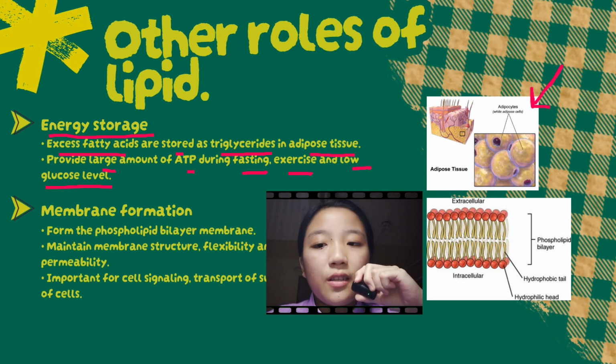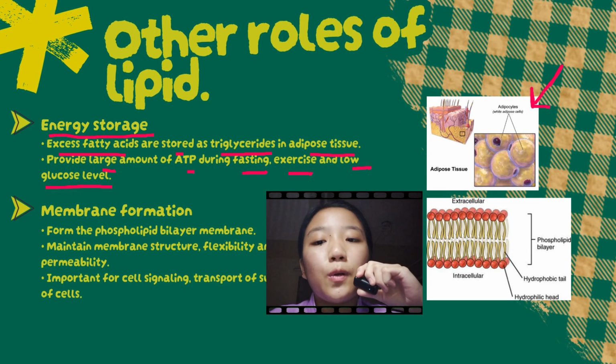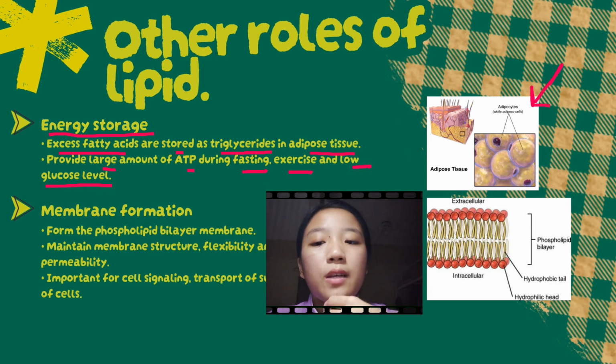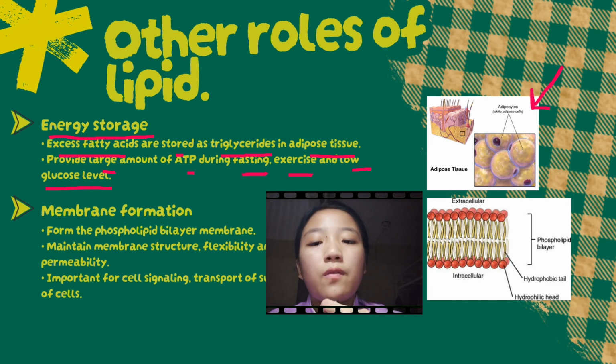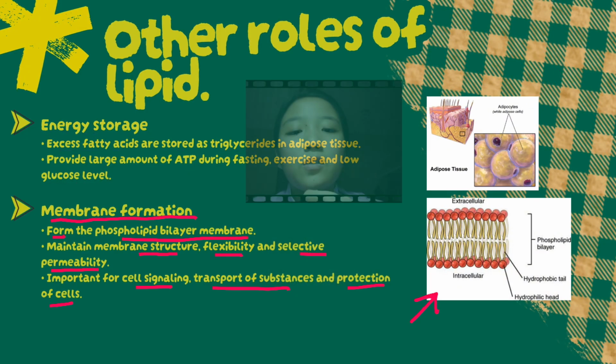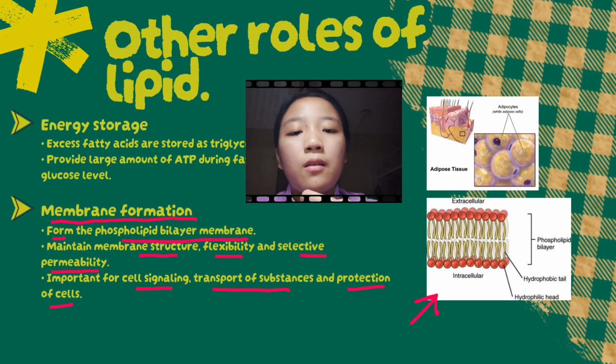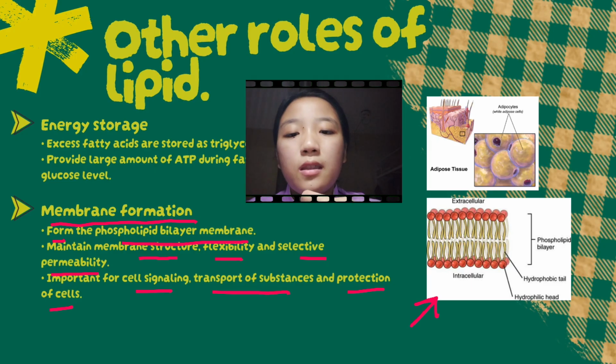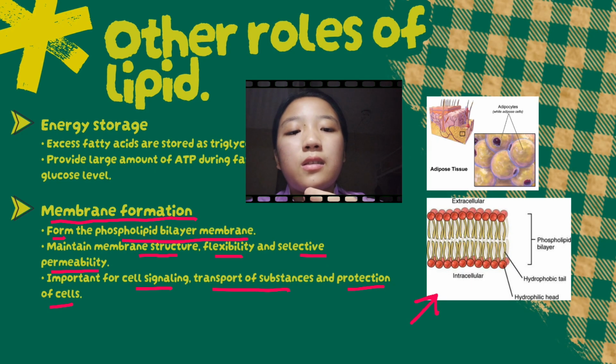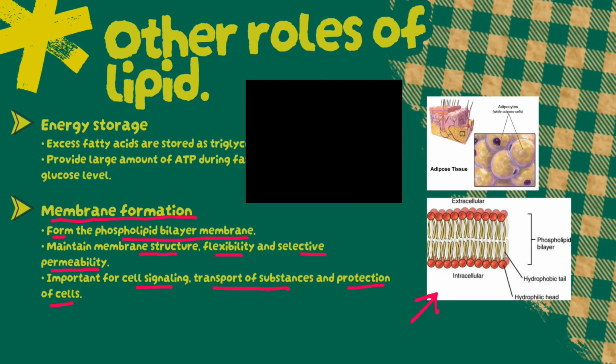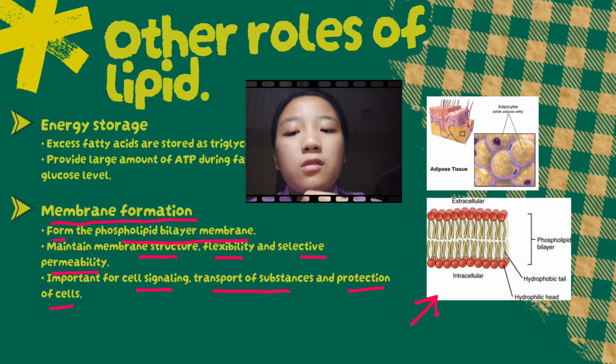Besides energy production, lipids also have other important roles in the body. Excess fatty acids are stored as triglycerides in adipose tissue. It can provide a large amount of ATP during fasting, exercising, or low glucose conditions. Lipids also help form the phospholipid bilayer of the cell membrane, which maintains structure, flexibility, and selective permeability of the cell membrane. In addition, they are important for cell signaling, transport of substances, and protection of cells.